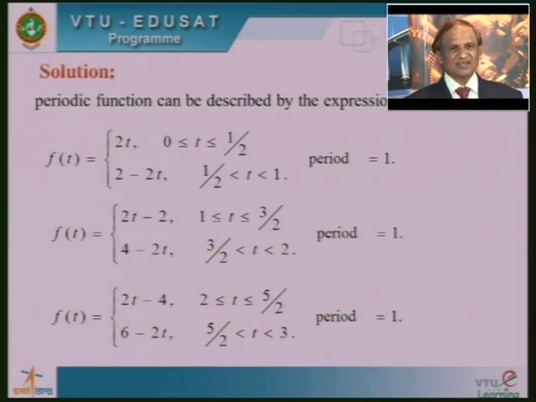Is that clear? Another line segment can be written as 2 − 2t in the interval 1/2 to 1. One more triangle can be written as 2t − 2, with the interval 1 to 3/2, then 4 − 2t for 3/2 to 2. The last triangle can be written as 2t − 4, with interval 2 to 5/2, and 6 − 2t for 5/2 to 3. So I have written out the particular triangles.